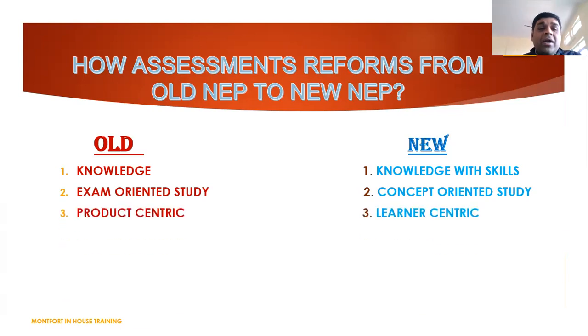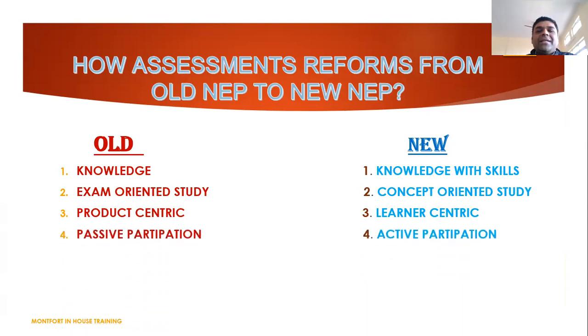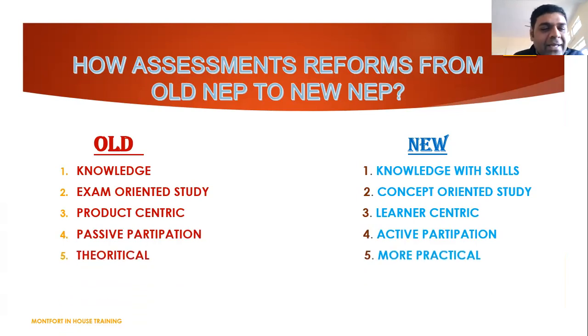Product centric. Earlier we were only product centric. Product means marks, but here we are learner centric. Whether the student is getting it or not, this is the major task. Passive participation. Earlier the participation was only with the books, but now the participation is with books as well as practical, theoretical and more practical. Earlier we were only reading the definition, learning the definition. Now it's time to move and do something with those definitions.